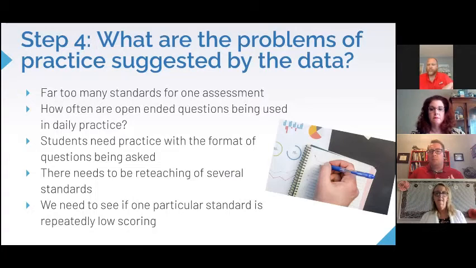It also appears to me that there needs to be some reteaching of several standards based on the simple fact that there's some very, very low percentages for particular questions being correct. And then lastly, we need to see if one particular standard is repeatedly low scoring, especially if we're seeing it on this particular exam. Let's retest that standard again. And if the kids are continuously scoring low, then there needs to be some kind of introspection going on there as to what we can do to make sure that those kids are reaching those standards.